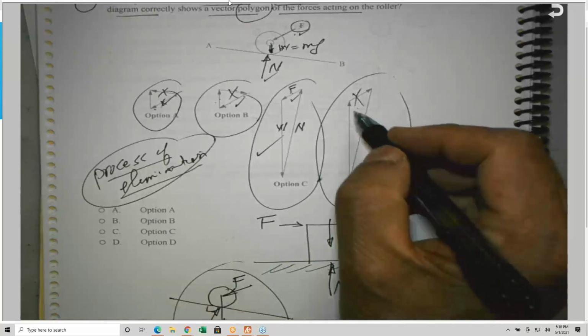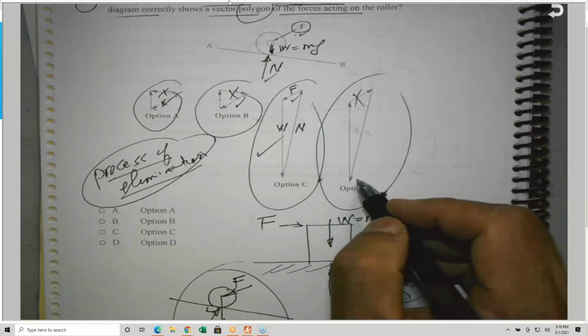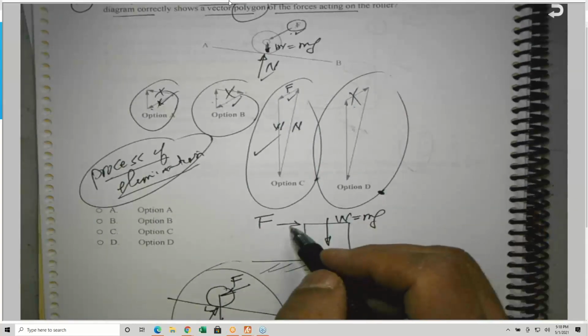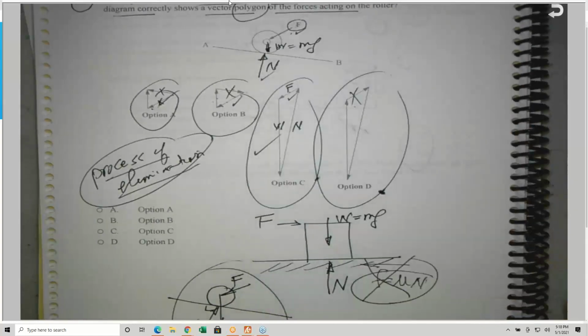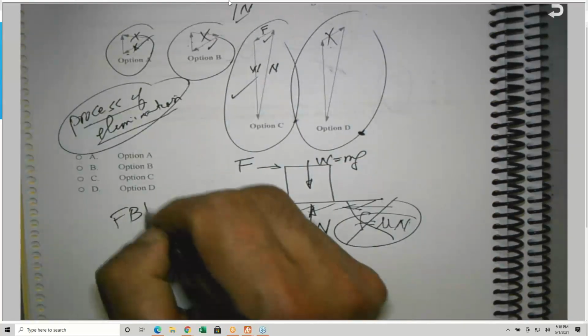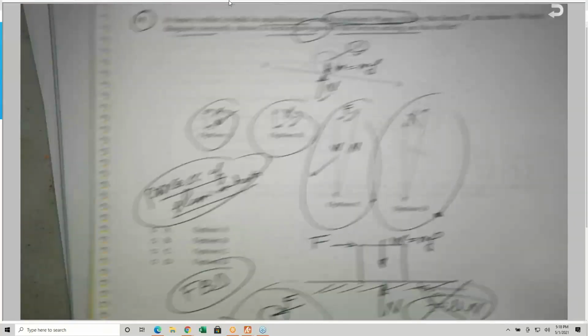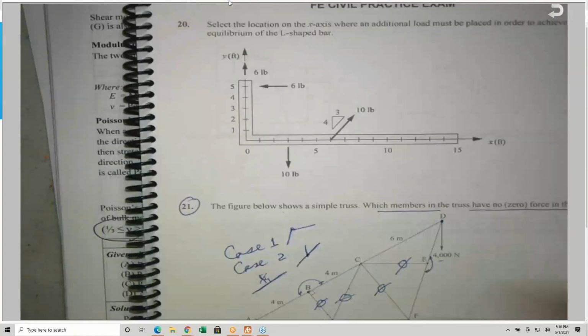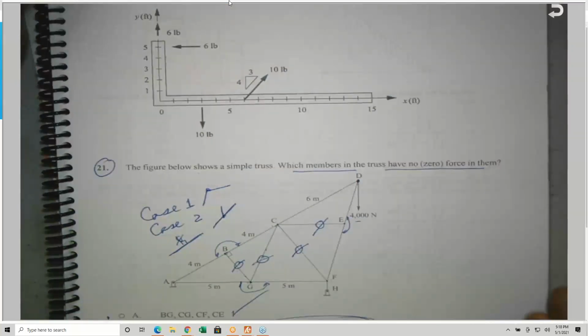As you can see here, he put one up and one down. But look at the arrows here. So we need to do this, and always a free body diagram. I always encourage everybody to use a free body diagram, or the process of elimination. Can I say, oh, this cannot be, and so on, and we will learn this. Now look at this problem here, problem number 20.